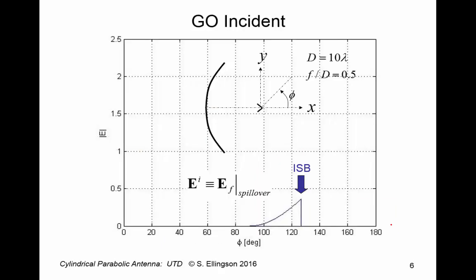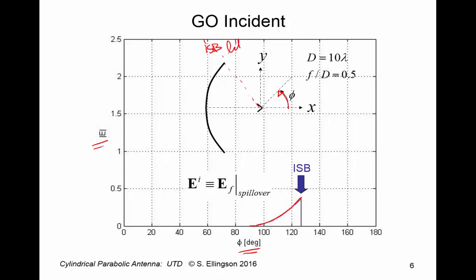If we plot that, we can do that. Here is magnitude of the electric field. Here is phi in degrees measured from the x-axis here, and plus x is the direction in which we expect maximum gain. And if we plot that, we get this simple pattern like this. We get a taper that looks like this because of the cosine squared pattern. And then we hit the instant shadow boundary. And the instant shadow boundary is right here.